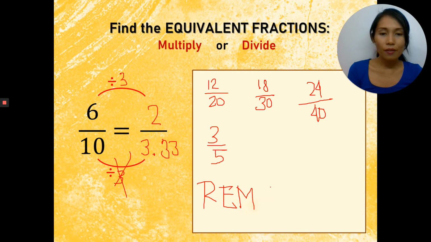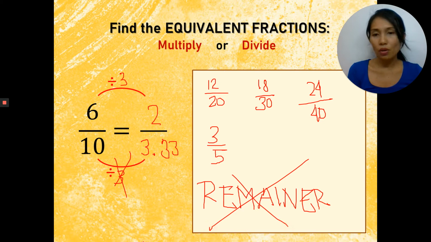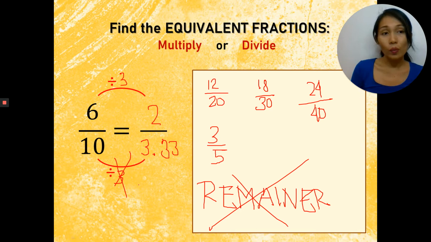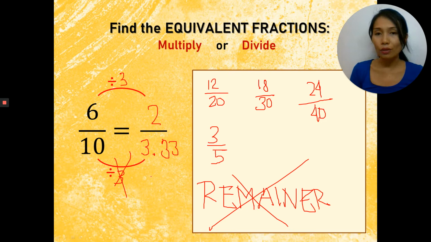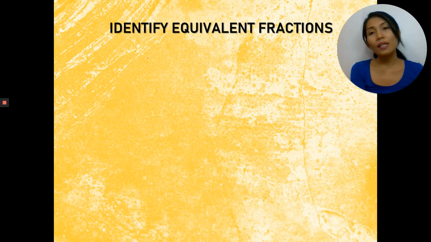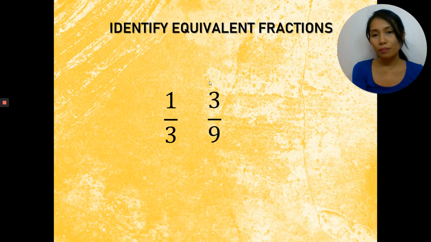Okay? In finding equivalent fractions, remainder is not allowed. No remainder. So that means we cannot use 3 to divide. We cannot use the factor 3 in finding the equivalent fraction of 6/10. Okay, we cannot divide by 3 because 3 has a remainder when we divide it with 10. Okay, so remainder is not allowed. Now let's proceed.